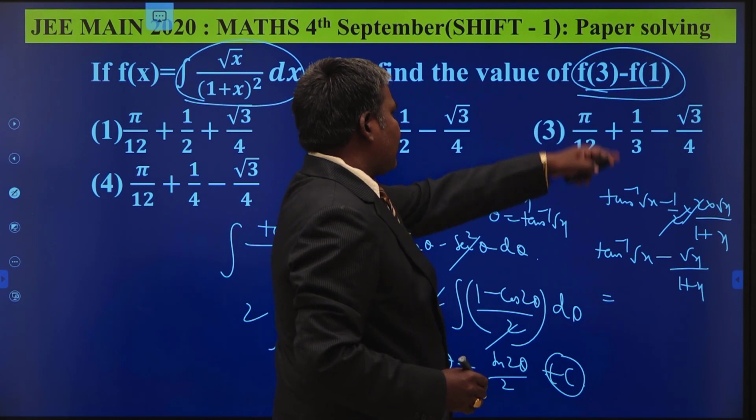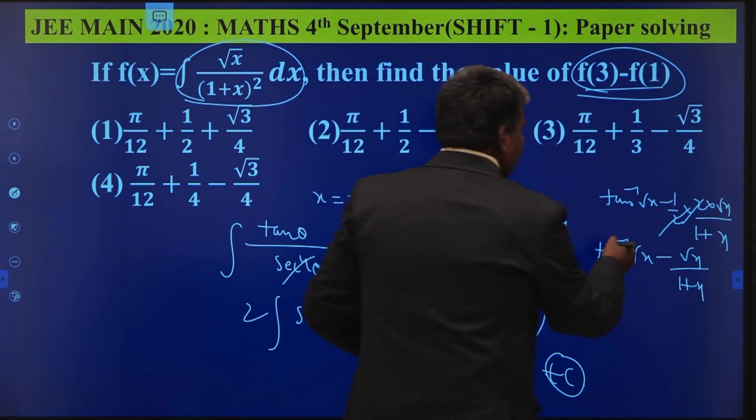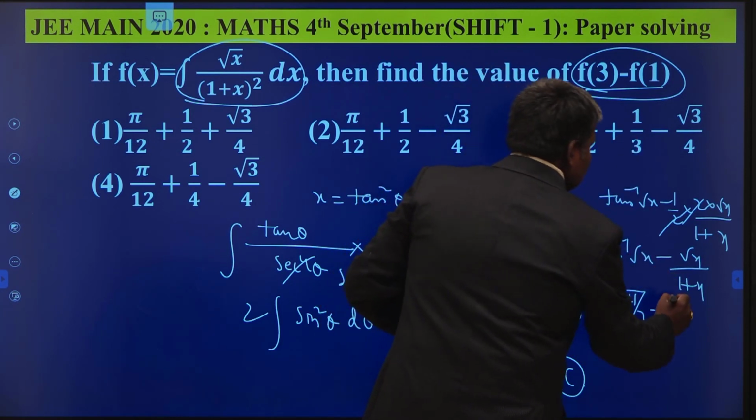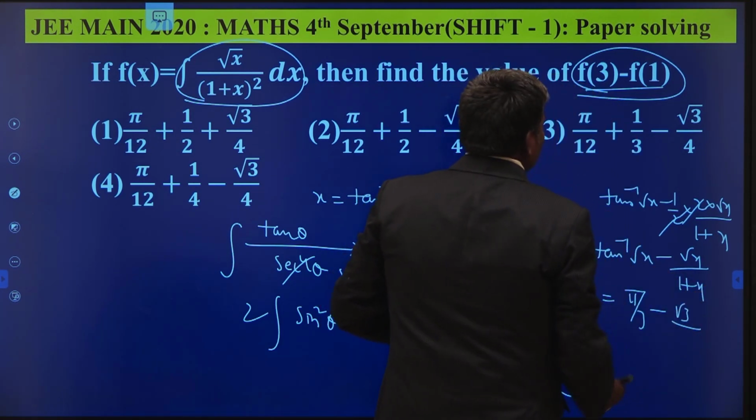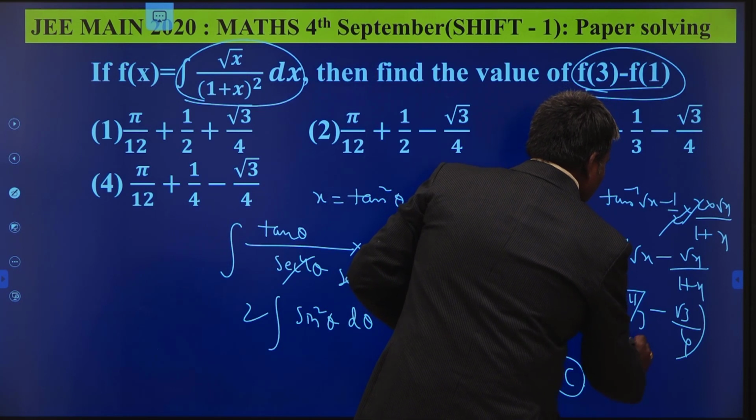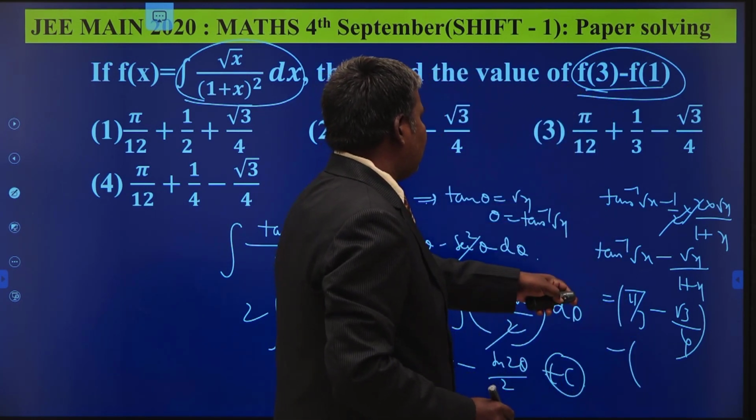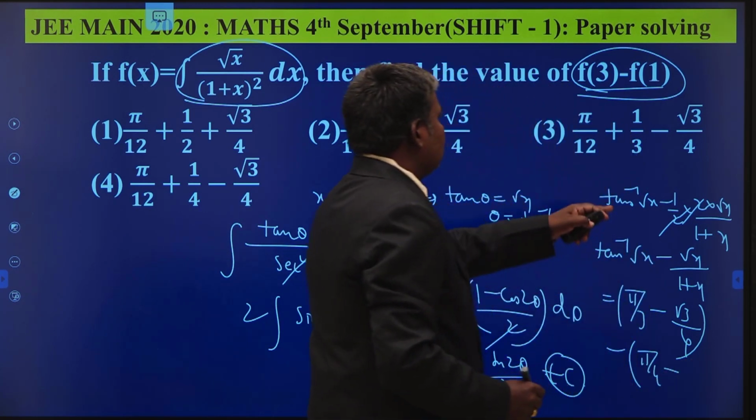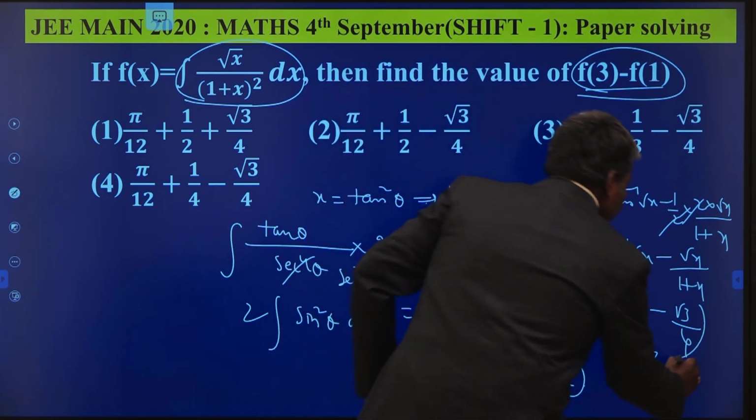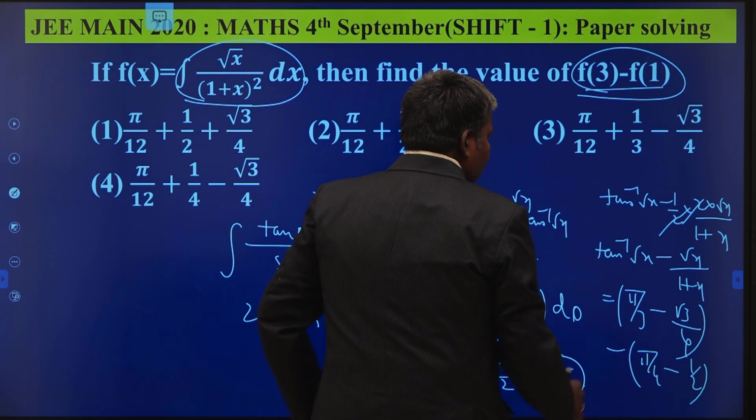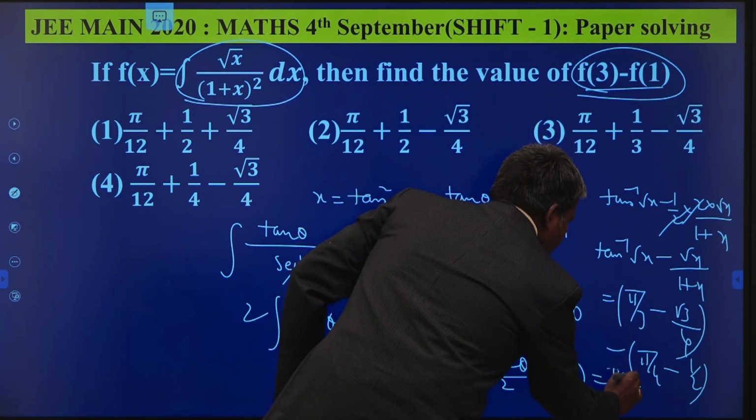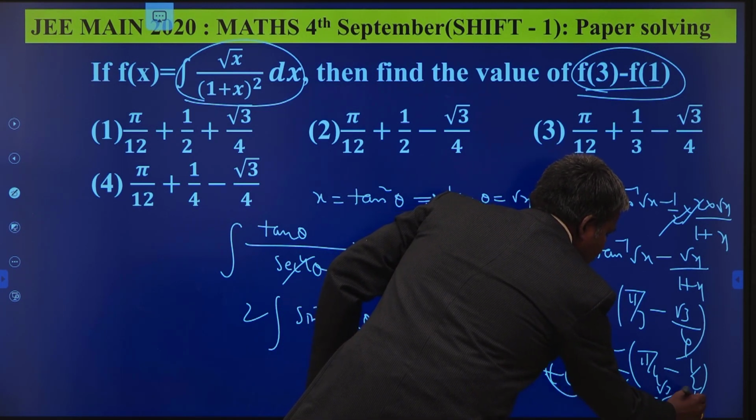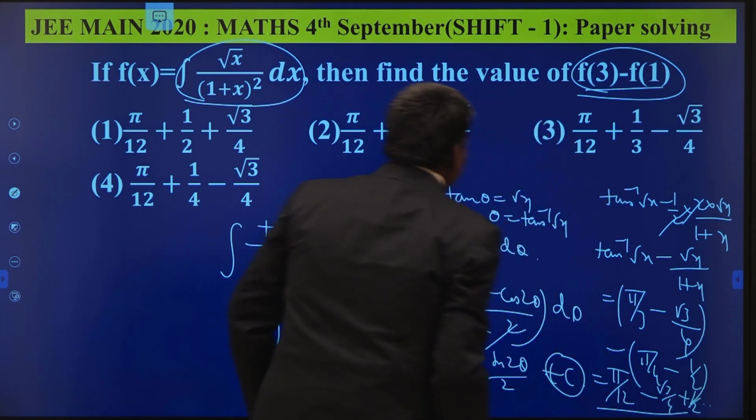So substitute f of 3 minus f of 1. F of 3 we mean tan inverse root 3. Tan inverse root 3 means pi by 3 minus this is root 3 by 1 plus 3, 4, minus of f of 1. You have to write tan inverse 1, pi by 4 minus this is 1 by 1 plus 1, 1 by 2. So pi by 3 minus pi by 4, what you have? Pi by 12 minus root 3 by 4 plus 1 by 2. This is your final answer.